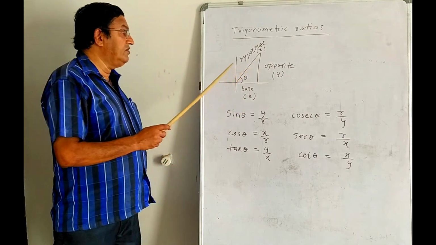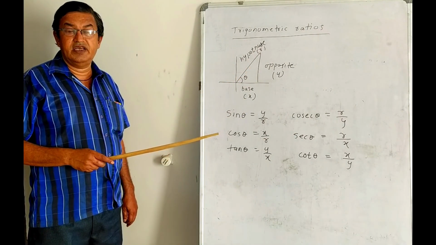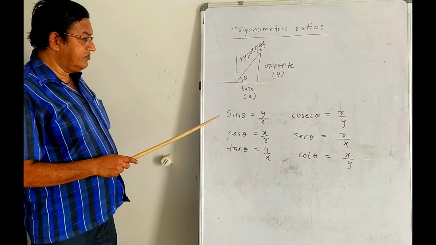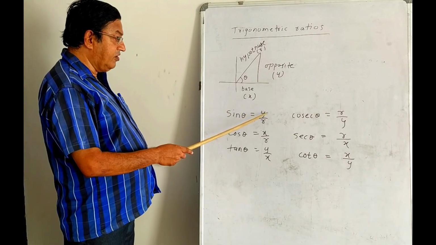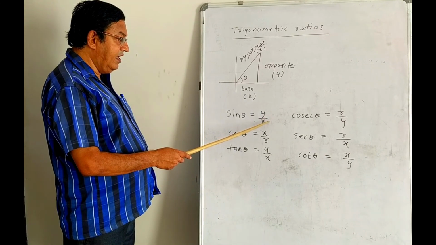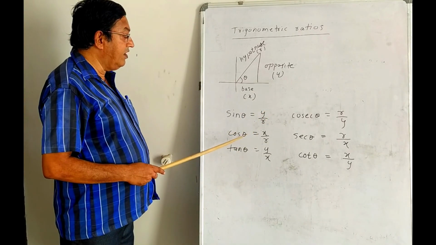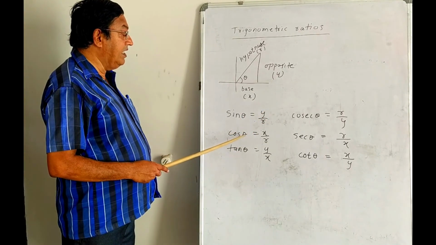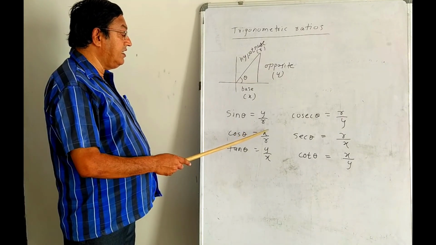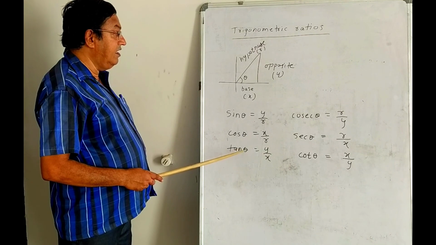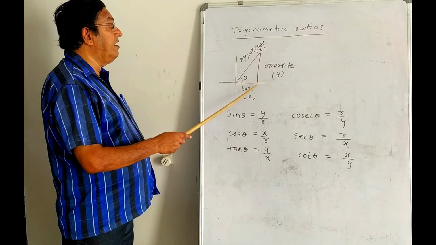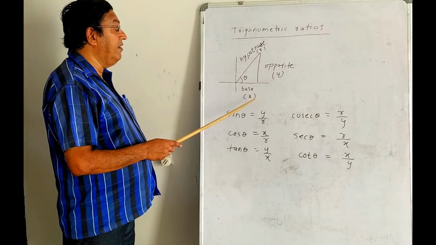With the help of these values, we can define the 6 trigonometric ratios. First one is sine theta. It is opposite upon hypotenuse, that is y divided by r. Second one, cos theta, base upon hypotenuse, that is x divided by r. Third one is tan theta, which is opposite side divided by base, y divided by x.